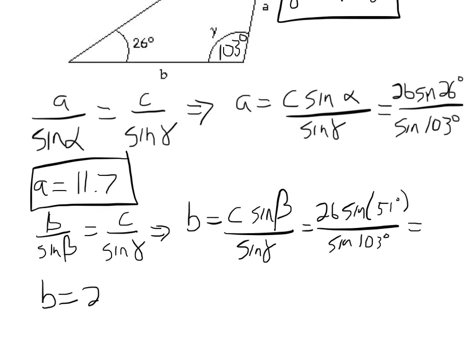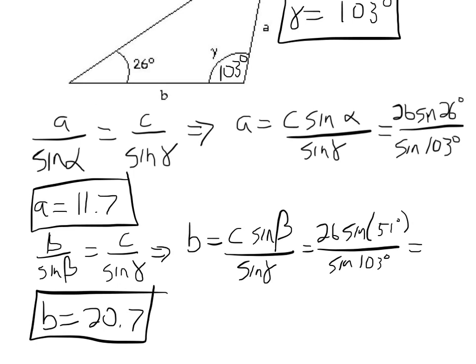B equals 20.7. We have found A, we have found B, and we have found gamma, and these three pieces of information were the three pieces missing. That is how we finished solving this triangle.